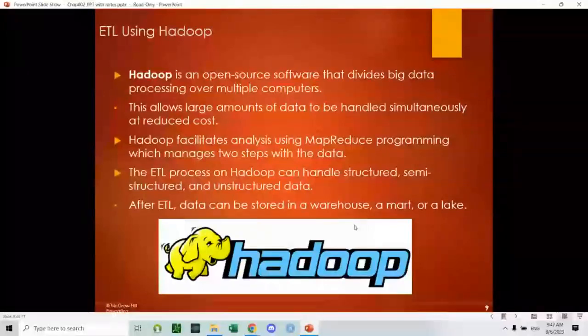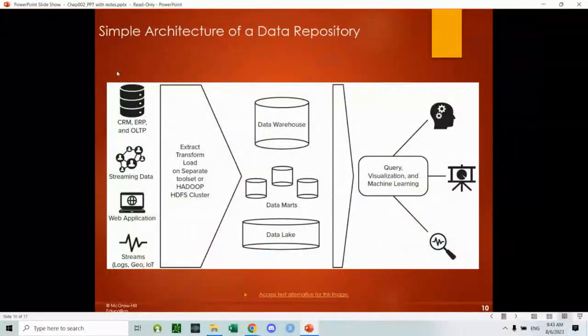Okay, so this is, I guess, a nice visualization that shows the architecture of the data repository. If you're a visual learner, it may help you to see it depicted in this way. So you have basically all this data coming in from various sources. You have your CRM or ERP databases, streaming data from social media, data coming in from web applications, typical websites, and other things such as the Internet of Things, like smart light systems or smart sensors.